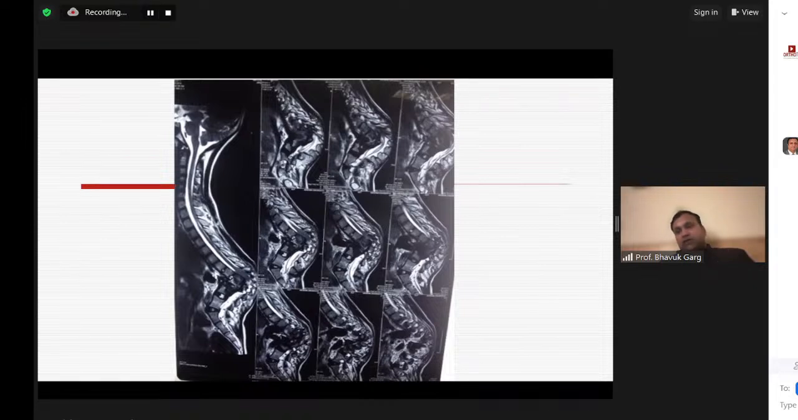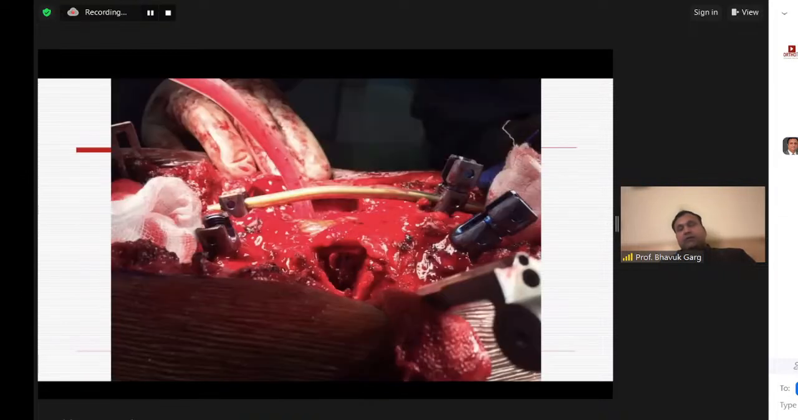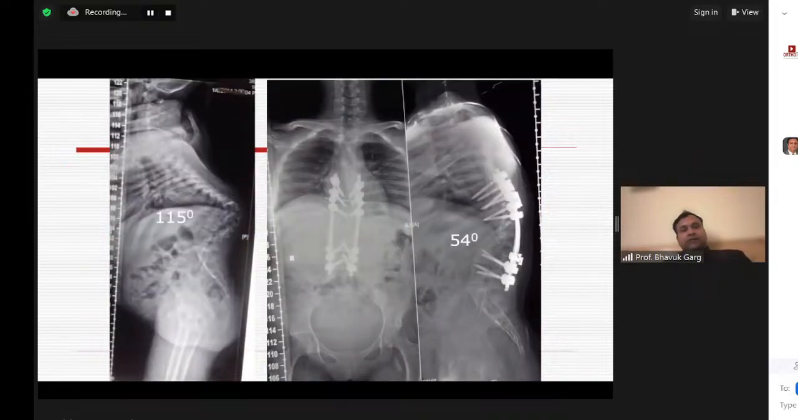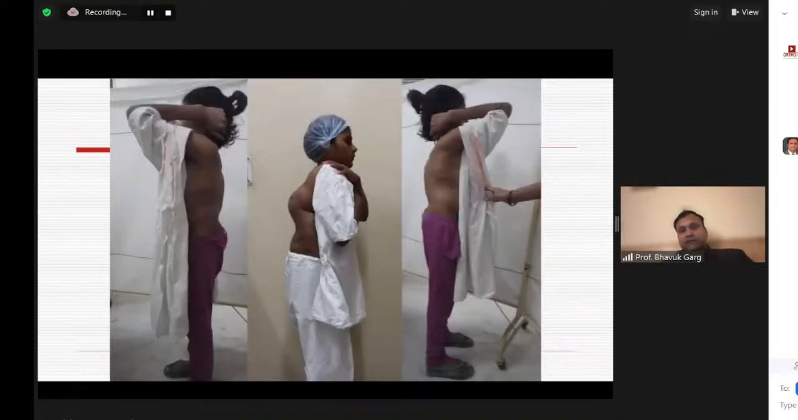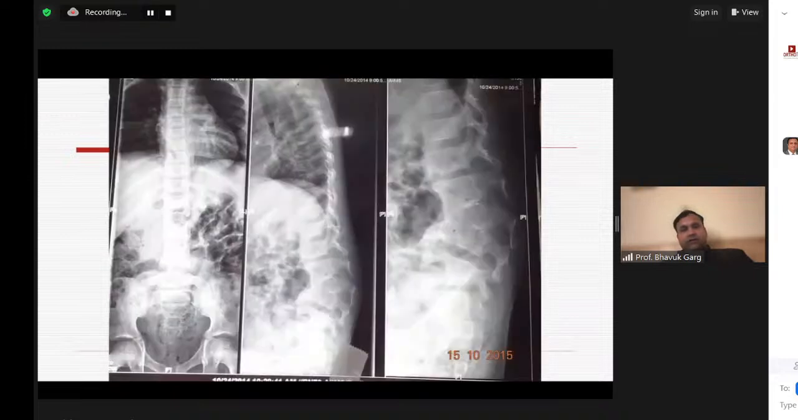So when I was doing the osteotomy here at the D7 pedicle, I was getting the signals at my vastus lateralis also. So again, these cases become quite complex. And this is how the extended pedicle osteotomy looks when you have done it. And with very careful and judicious closure, you can get good results, like from 115 degrees to 54 degrees kyphosis. And this is the post-operative correction. You can see here that this child has got good recovery.